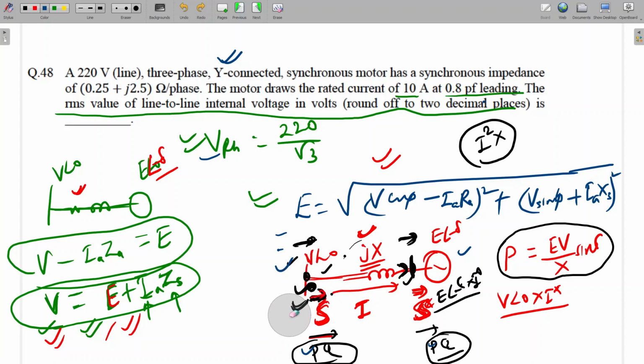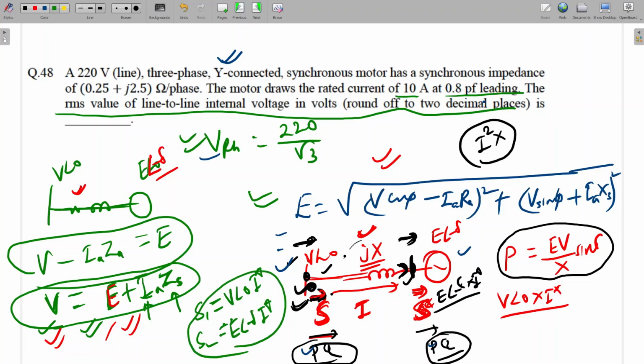Sir, so S1 will be V angle 0 into I conjugate, and S2 will be E angle minus delta into I conjugate. So from these 2 points you will get the powers, but the real power will be the same, and the difference is the losses in the inductor. Yes, the difference will be the reactive losses. The reactive losses will also be I square into X.